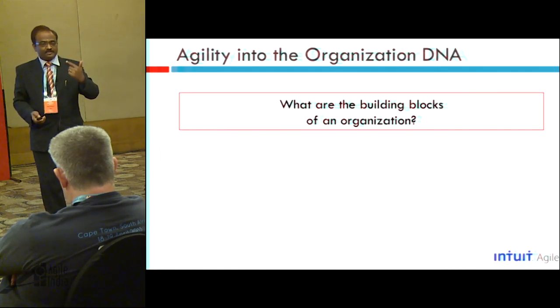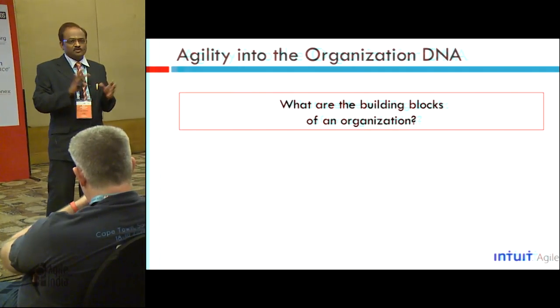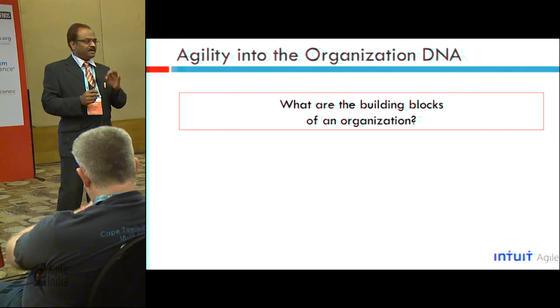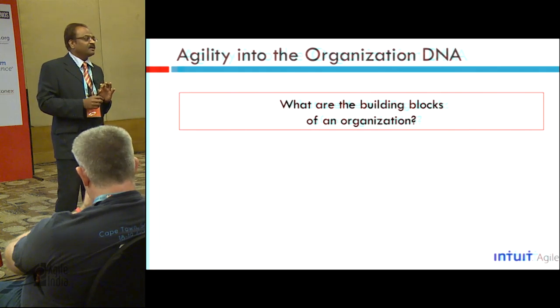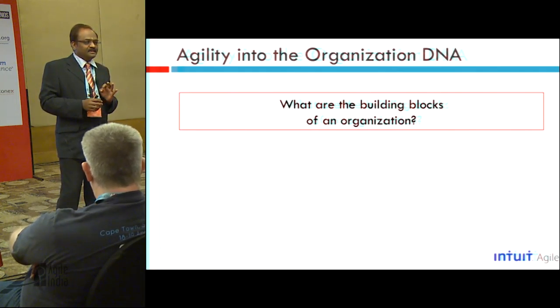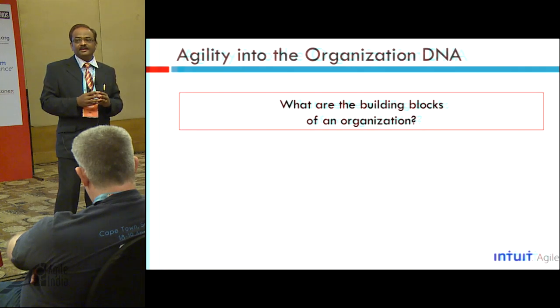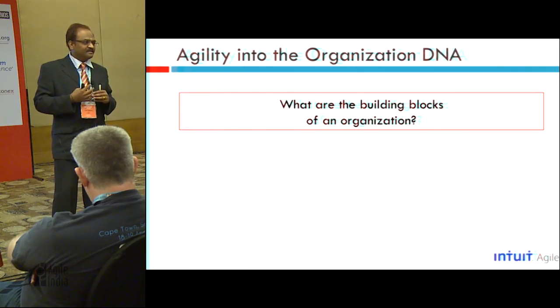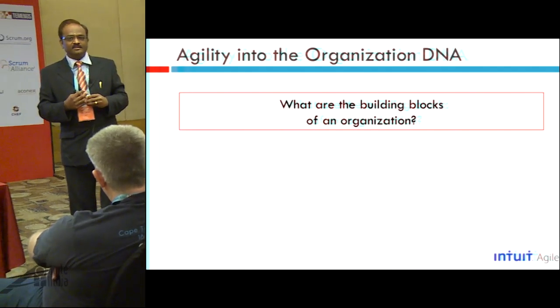Now, I'm moving on to the second part of the discussion. So one answer to this whole question is, if we can bring agility into the DNA of the organization, we are done. Am I right? What is the DNA of an organization? Culture, okay? Can you go a little more granular? People, people is the DNA of the organization, okay?